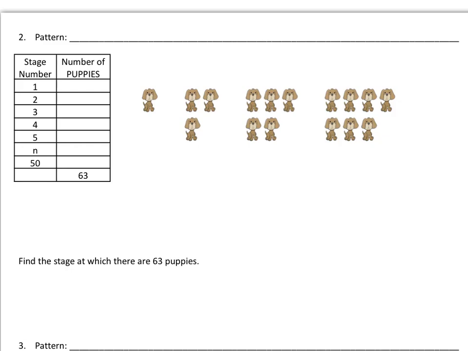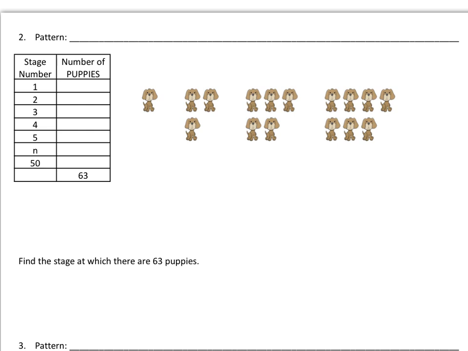Now let's take a look at number 2. We have puppies with 4 stages shown. See if you can fill in the table, figure out the pattern, fill in the general equation, stage 50, and after 63 puppies, what stage would you be on? Okay. Take a moment to try to do that.